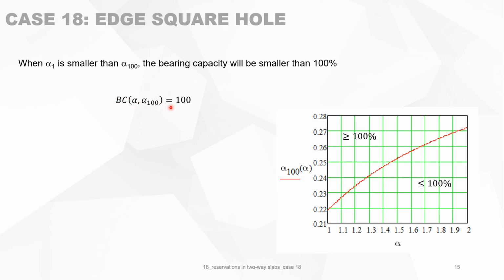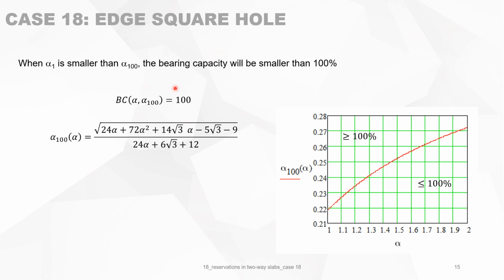The bearing capacity, by definition, of slab alpha, which is B over A, and the size of the reservation is alpha 100. Well, the bearing capacity of all those points is 100. That's the red curve. That's the meaning of the red curve. You can easily calculate this. What is alpha 100? And then this red curve is this formulation. Then you will see, for instance, for alpha 1.5, you could make a reservation which is at least 0.25 times the smallest dimension of the slab. If you do not do that, then you end up here in the lower side, and then you will end up with losing some bearing capacity. Not much, but some.